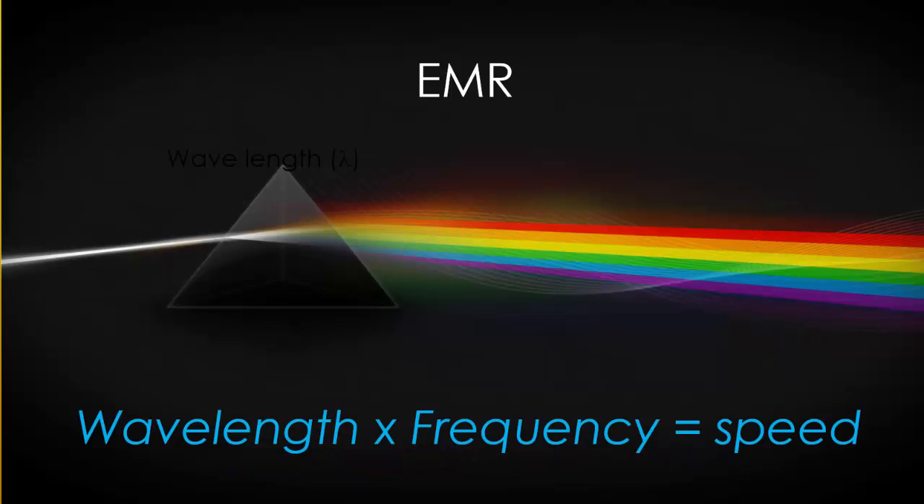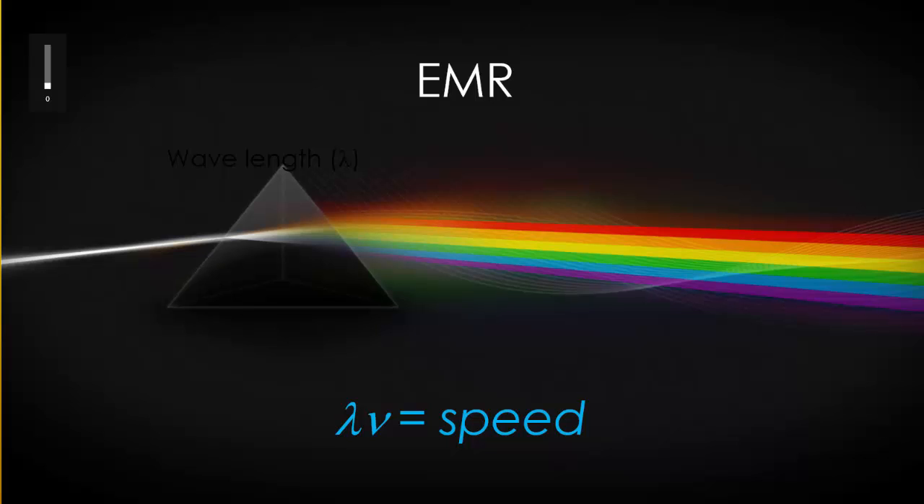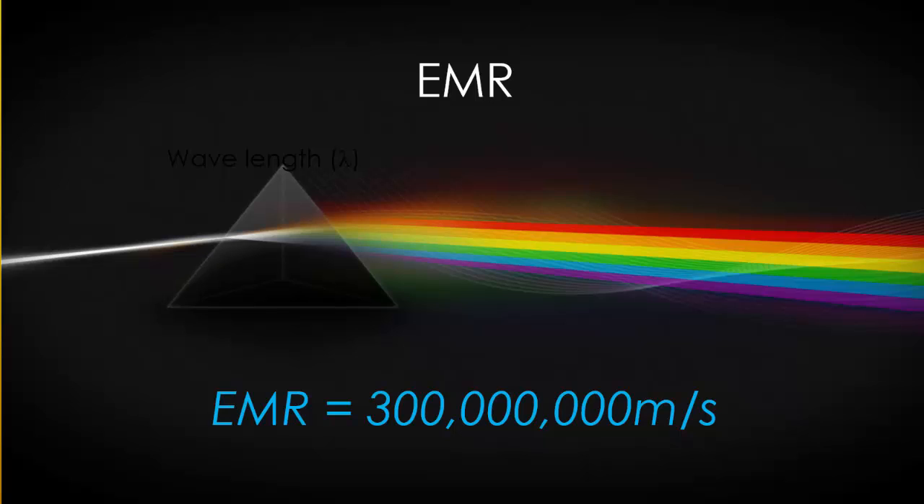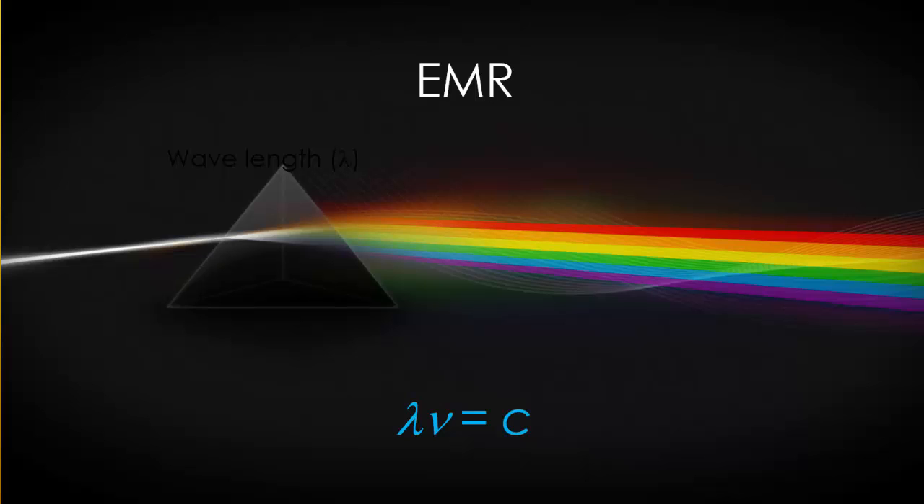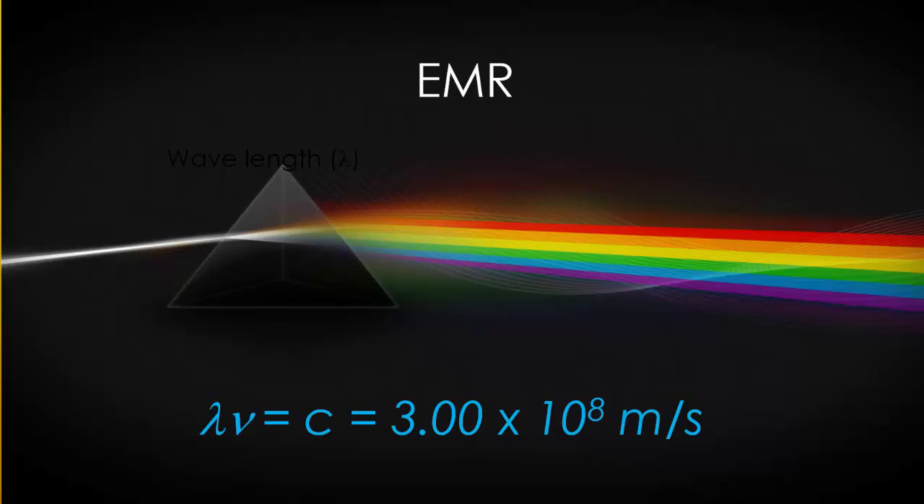For any wave, the speed of the wave is equal to the wavelength times the frequency. But to put it into symbols, because I hate writing words out, lambda nu equals speed. And for electromagnetic radiation, the speed of the wave is a physical constant. It is 300 million meters per second, which is given the shorthand abbreviation c. And yes, this is the same c that you would find in the world's most famous equation, E equals mc squared. We are now able to say that lambda nu equals c, which equals 3.00 times 10 to the 8th meters per second. This is definitely note card material.